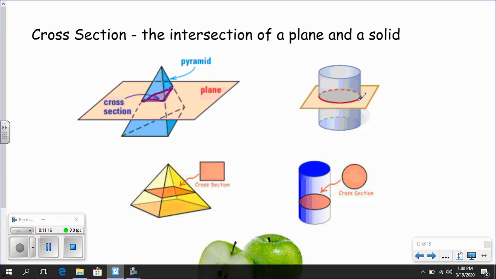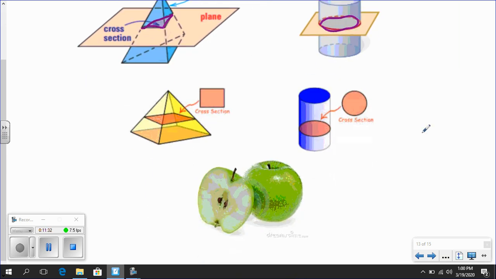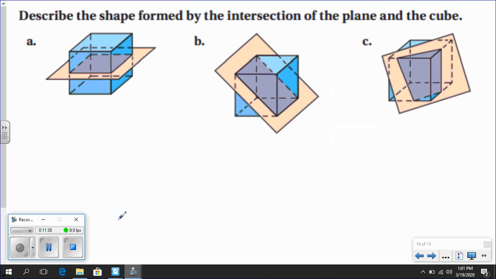For our example here, same thing. So this plane is going to cut our cylinder, and when it does so, we're left with a cross-section if you look inside of it, and this cross-section is a circle. And here are a few more examples. Describe the shape formed by the intersection of the plane and the cube. So if we look at this plane here, our cross-section is what shape? Well, we know it's a cube, which means that that cross-section would be a square.